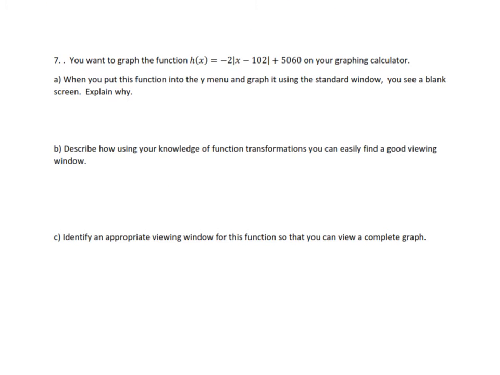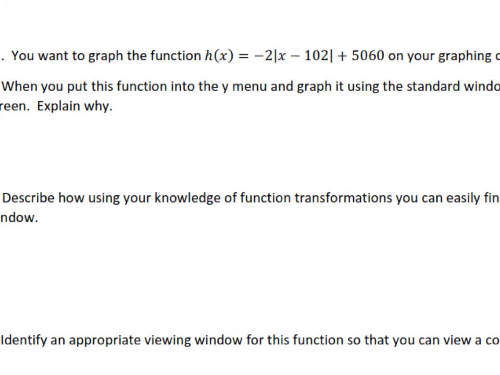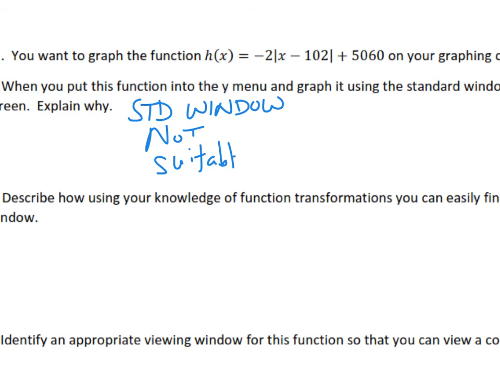So here we have an absolute value graph, and I put it into my graphing calculator, and I can't see anything when I try and graph it. Why might that be? Well, the short answer is that the standard window is going from negative 10 to 10. So it's not suitable for this function. And why not? Well, I can see by looking at this that my vertex is going to be at 102, 5060. So clearly that's not going to show up on a negative 10 to 10 window.